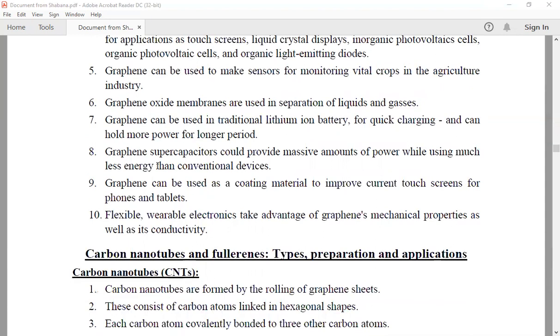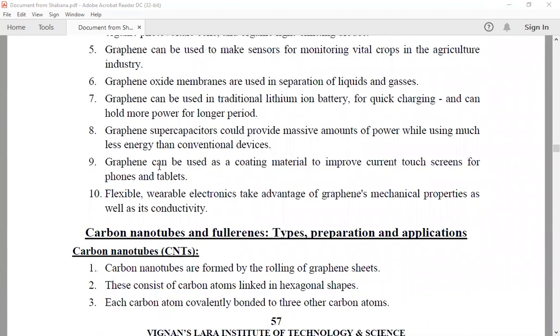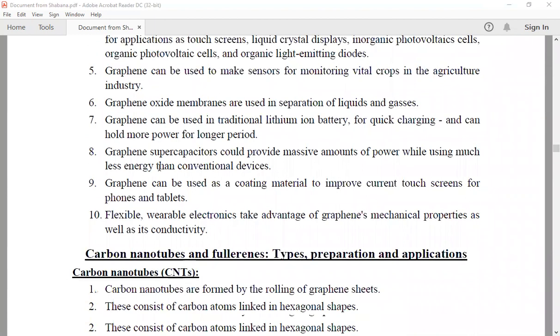The carbon nanotubes are compounds which are formed by the rolling of graphene sheets. The graphene sheets are rolled into a desirable shape, a desirable mold. That type of rolling of graphene sheets will form the carbon nanotubes.